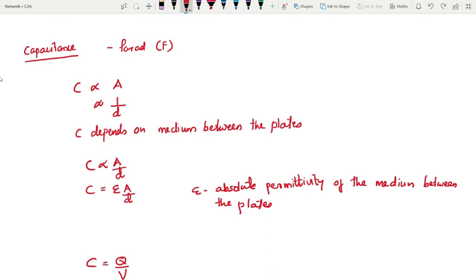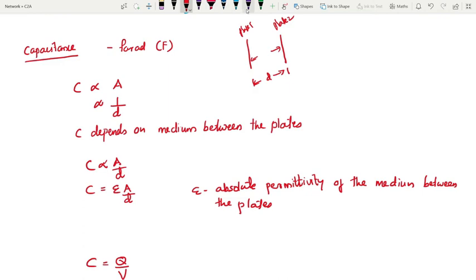In the case of a capacitor, there are two plates which are separated by a dielectric medium. So this is plate 1, this is plate 2, and they are separated by a dielectric medium. Say the distance between these plates be d. The capacitance of a capacitor depends on several parameters. It depends on the area of plates, the distance between two plates, and the medium between plates, that is the dielectric medium.